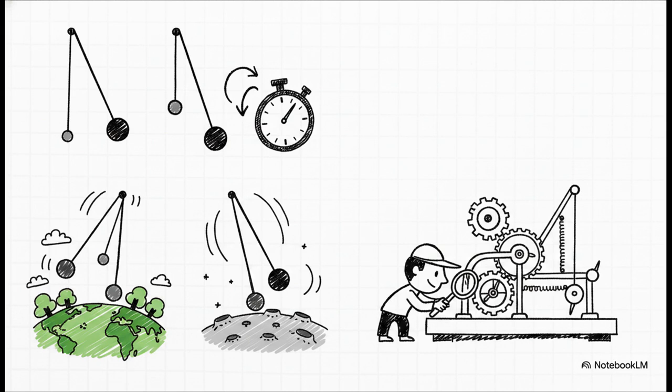Engineers actually use these exact dependencies to invent something called a seconds pendulum. This is a highly specific pendulum design where the time period is exactly 2 seconds. It takes 1 second to swing out and exactly 1 second to swing back. Historically, this actually helped define the modern concept of a second.